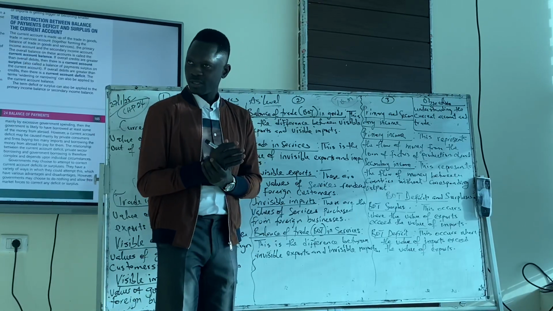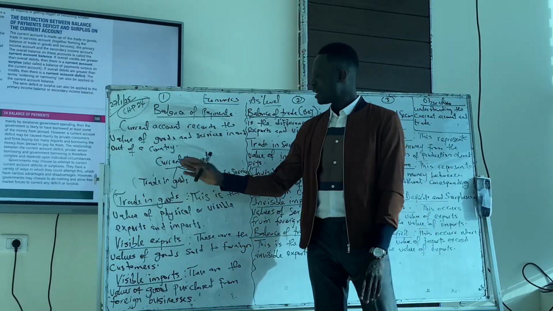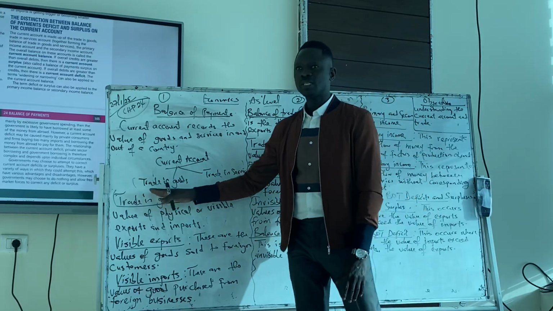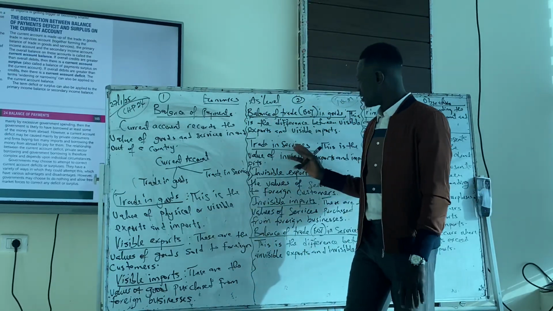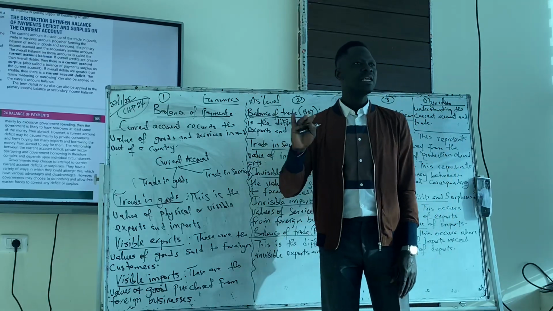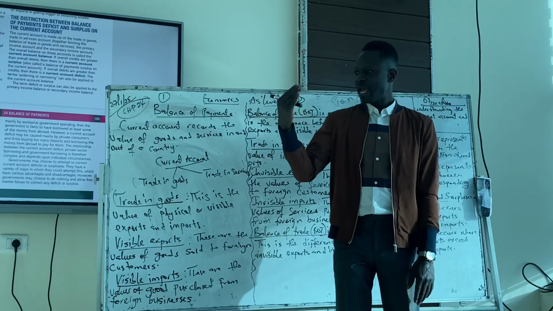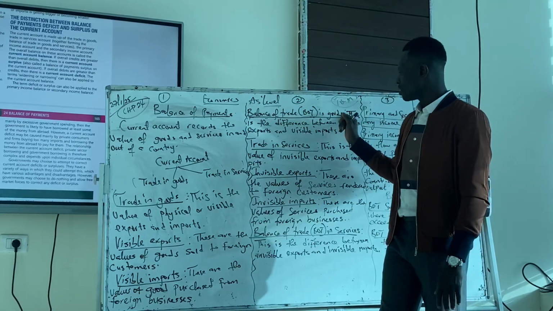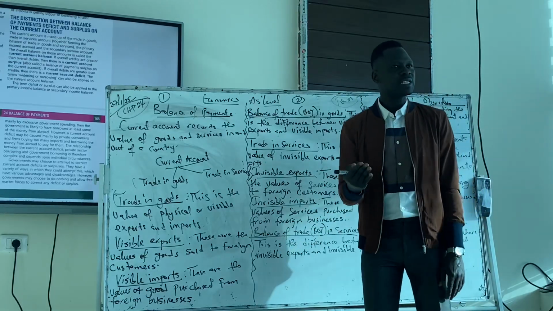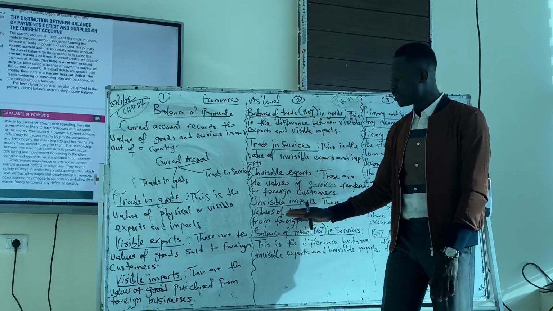Any question? We've talked about current account, which has trade in goods and trade in services. For trade in goods, it is the value of exporting goods and importing goods. For trade in services, it is the value of exporting services and importing services. So the difference between exporting goods and importing goods is balance of trade in goods, and the difference between exporting services and importing services is the balance of trade in services. Any question about this? No.